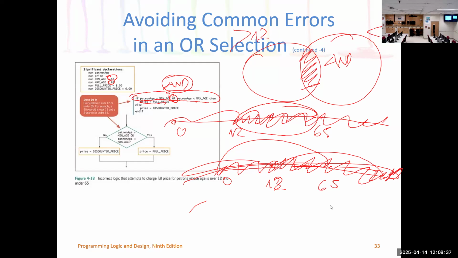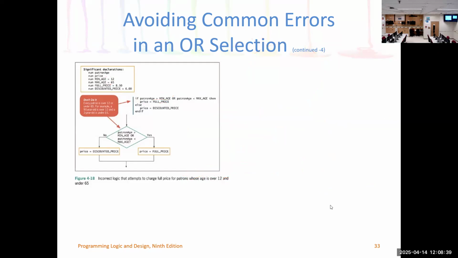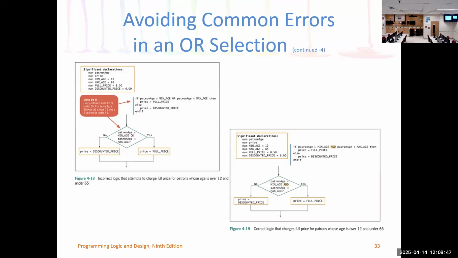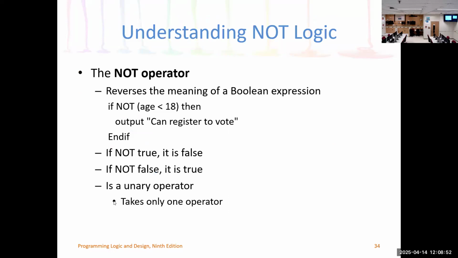Okay. So remember that in the case of compound logic, AND and OR are somehow quite confusing. That's why you have to pay attention to make sure you put the correct one. So instead of OR, you have to put AND here. Make sense? And sometimes you work with the NOT operator also. The NOT operator means the reverse. So think about this: if not age less than 18, can register to vote, because in that case age is greater than or equal to 18.